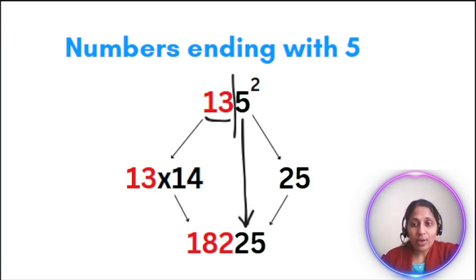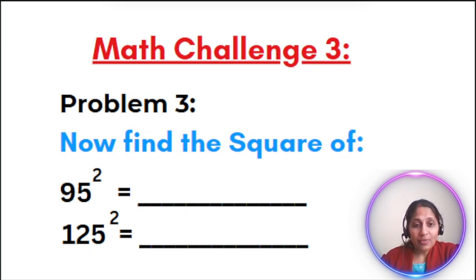Very simple. Now I want you to practice. Find the squares of the numbers 95 and 125, which are numbers ending with 5. Okay, pause your video here and do these problems.